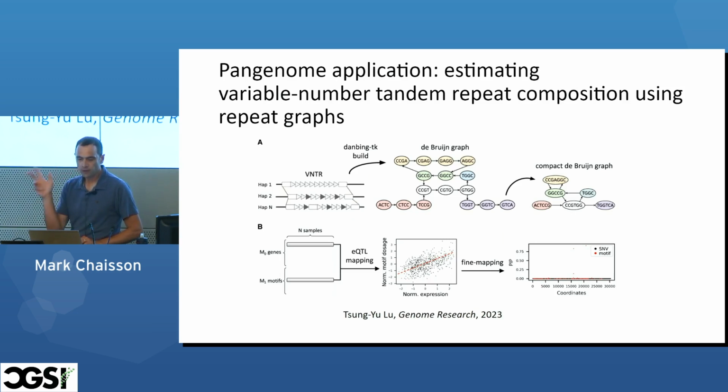Okay, and then the third application that we'll talk about is, again, something that we're doing in our lab. It's estimating VNTR composition using the repeat graph that I mentioned as the third different way of building up a pangenome graph. What we can show is that if you take your pangenome and merge all of the VNTR sequences into a De Bruijn graph, you can map reads into the De Bruijn graph and essentially count how often reads map to different paths in the graph.